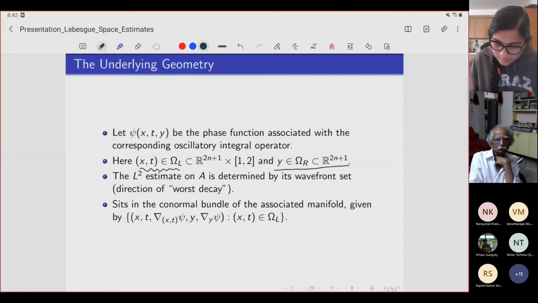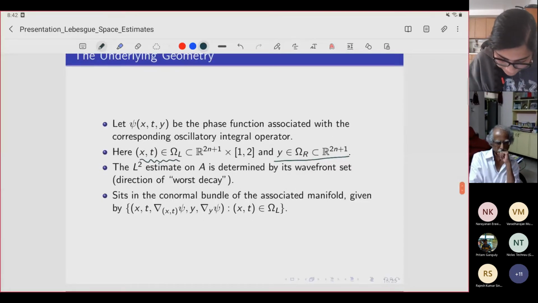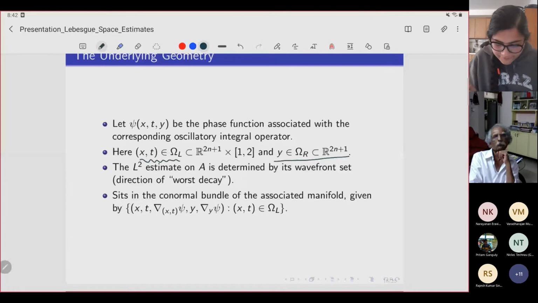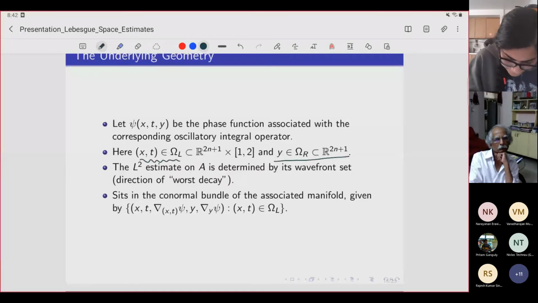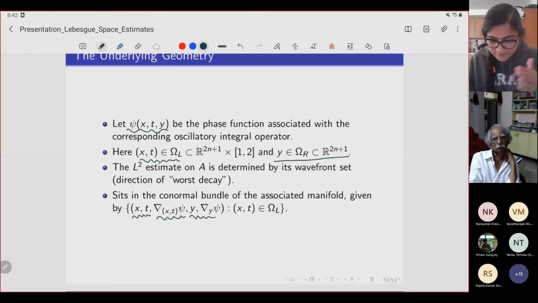And this sits in the conormal bundle of the manifold associated to this operator, which is a codimension 2 manifold, given in this manner. Basically, if your manifold is defined by the functions psi, then the conormal bundle is given this way. At each point x comma t, the gradient of psi in x comma t would be in the conormal bundle, and similarly for y and the gradient in y.